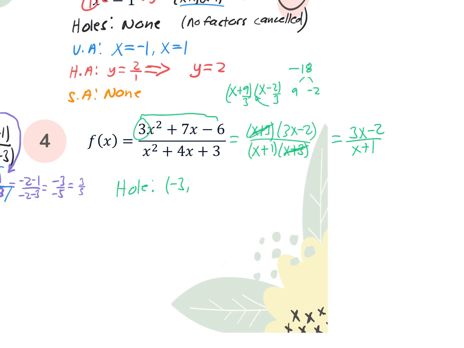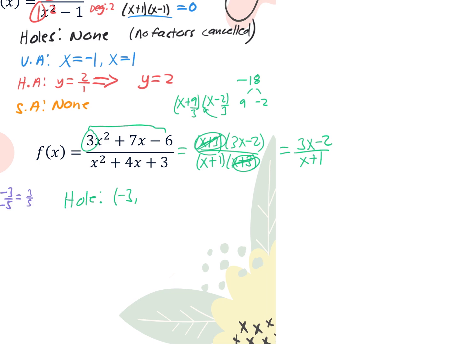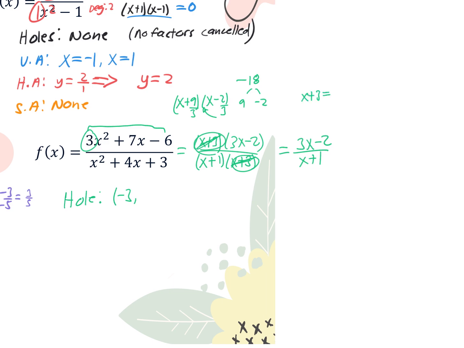How did I get that number? Well, take whatever was canceled out, x plus 3, and set that equal to 0. So x plus 3 equals 0, and then you get x equals negative 3. So I know for sure the x coordinate is negative 3.